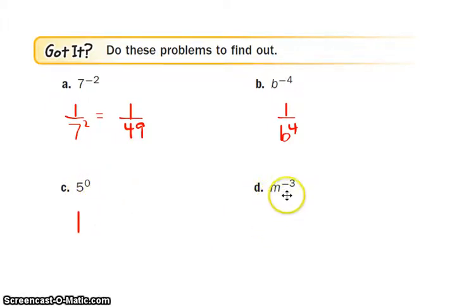And D, m to the negative third, we want that 3 to become positive. In order to do that, we've got to write the reciprocal. So it becomes 1 over m cubed. Okay? Now, of course, it always gets harder, so let's try a couple of different examples here.